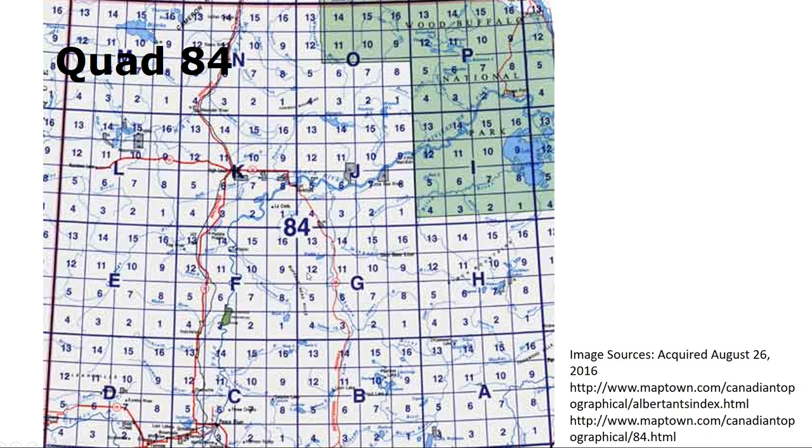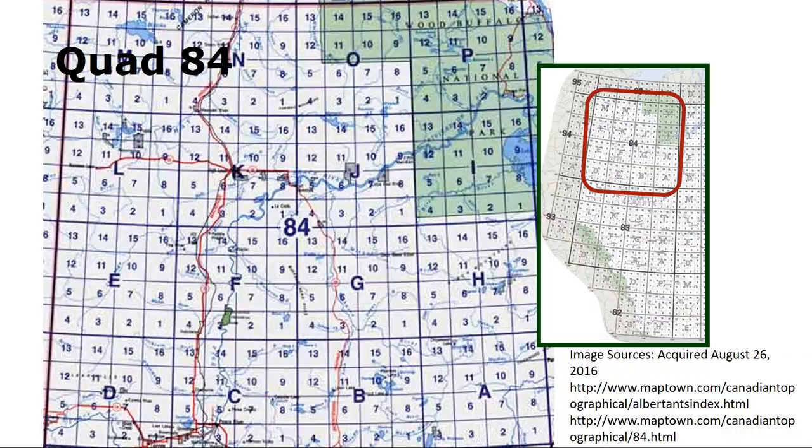So here's quadrangle 84. You can see it's the northern part of Alberta. We have Wood Buffalo National Park over in the northeast corner. And of course, this is a very fuzzy image. We have Fort McMurray in there as well. So this covers that whole region. There's Peace River down here if you're looking for Peace River.